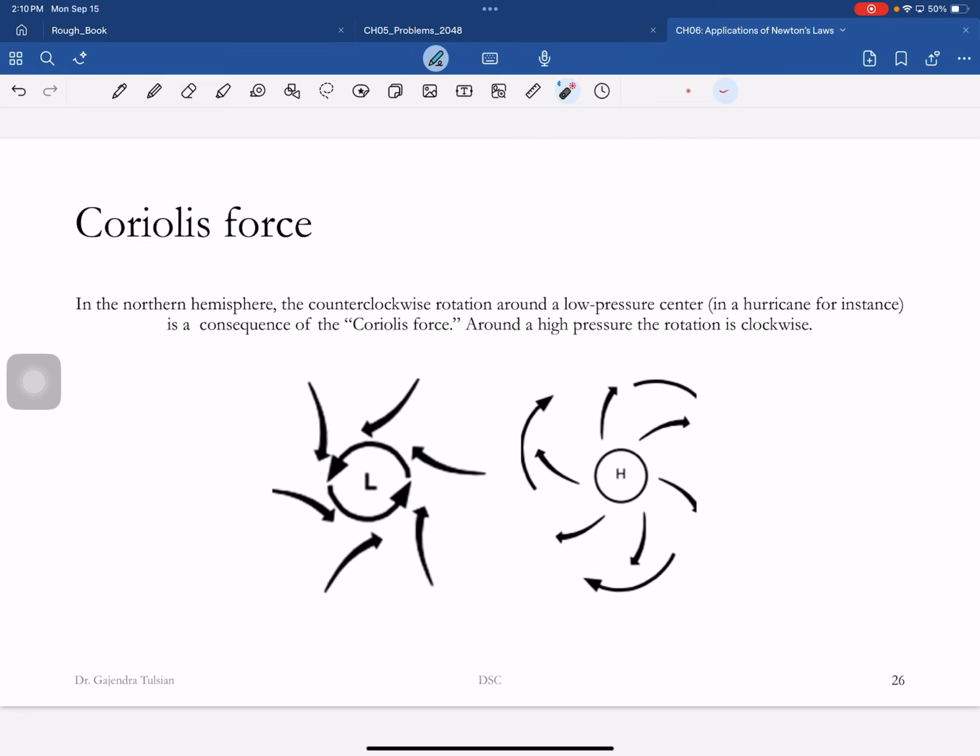So Coriolis force: you've heard that in the northern hemisphere, around a low pressure you get a counterclockwise circulation, and around a high pressure you get a clockwise circulation.